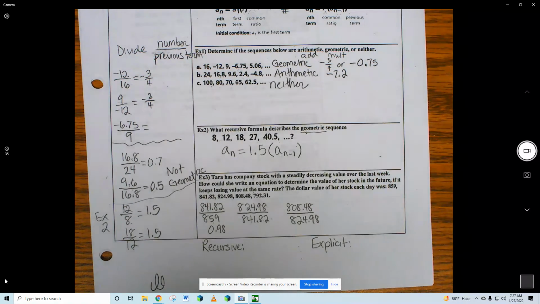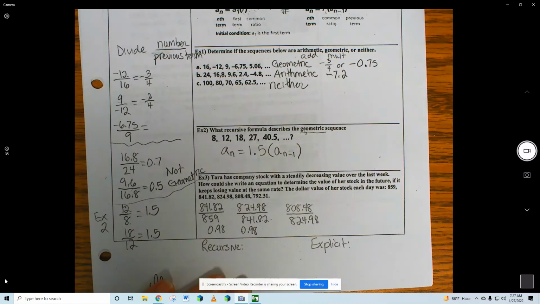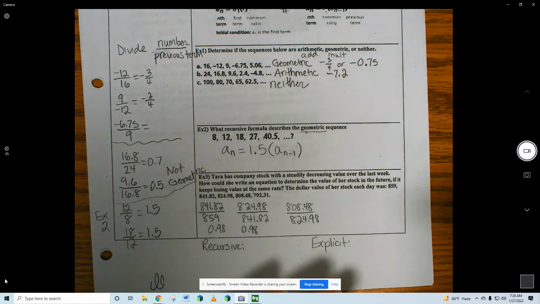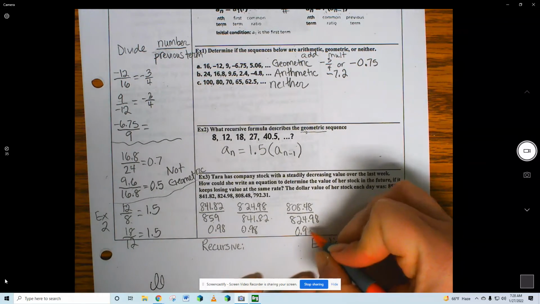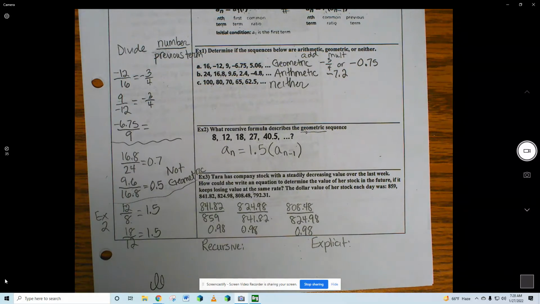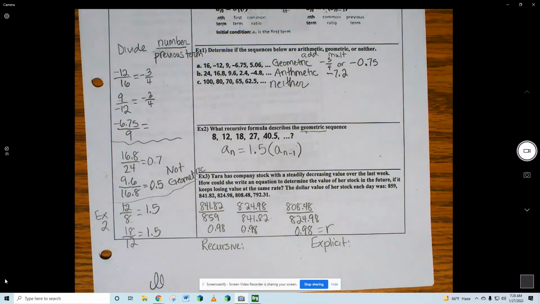$0.98. It was the same, you guys. It rounds to the same. How come you guys are saying no? 808.48 divided by 824.98. Yeah, these are all 0.98. 0.98 hundredths. So that is my common ratio. My common ratio is 98 hundredths.